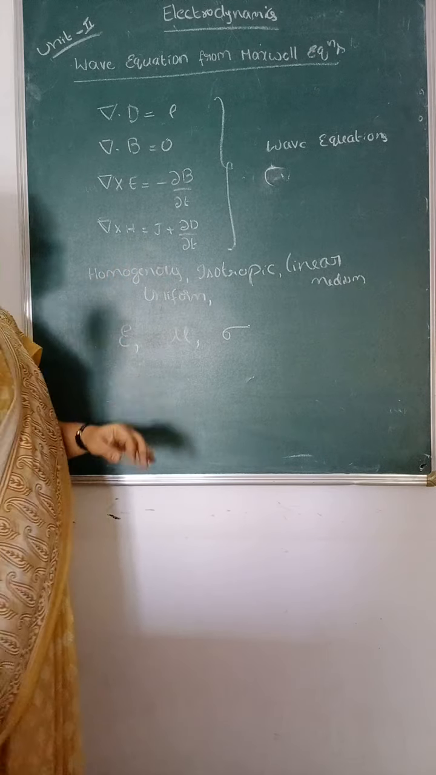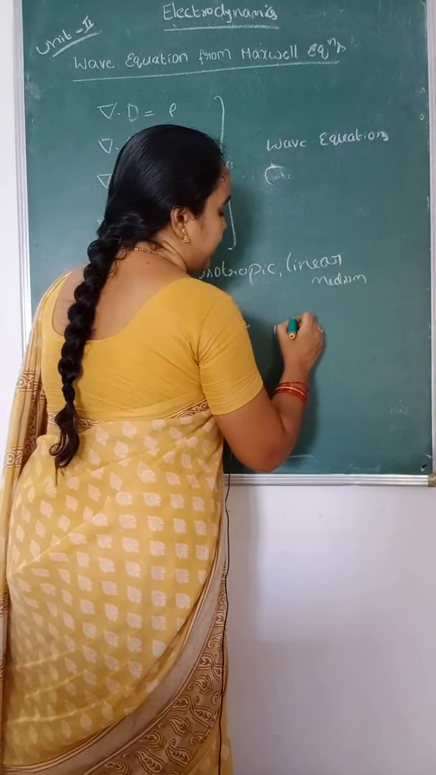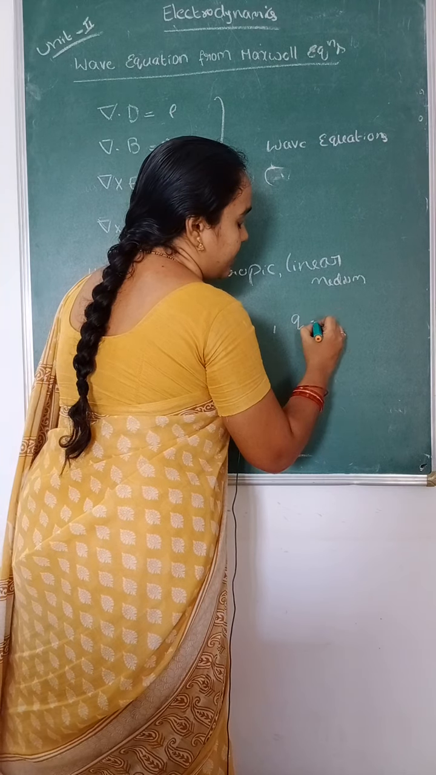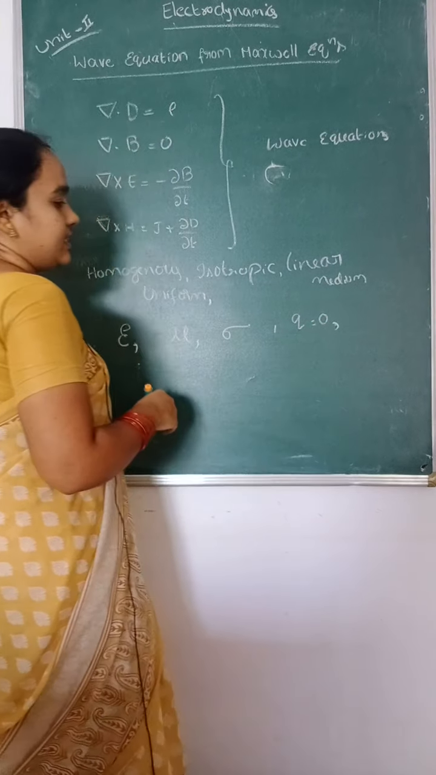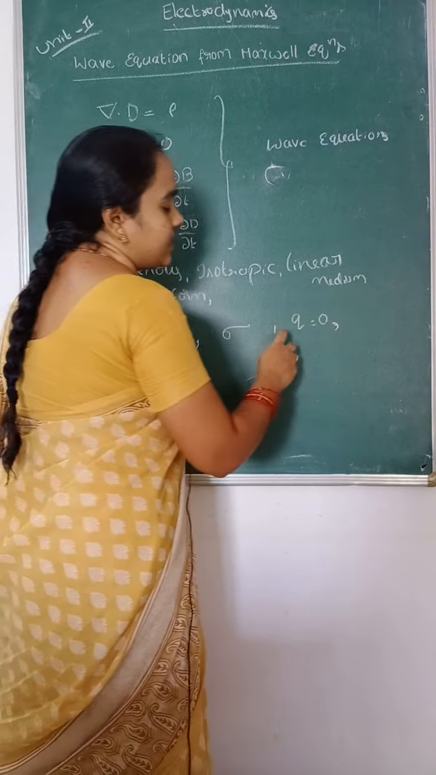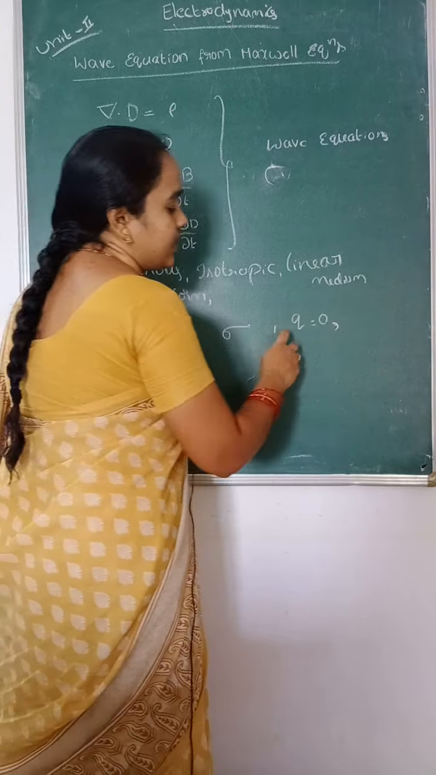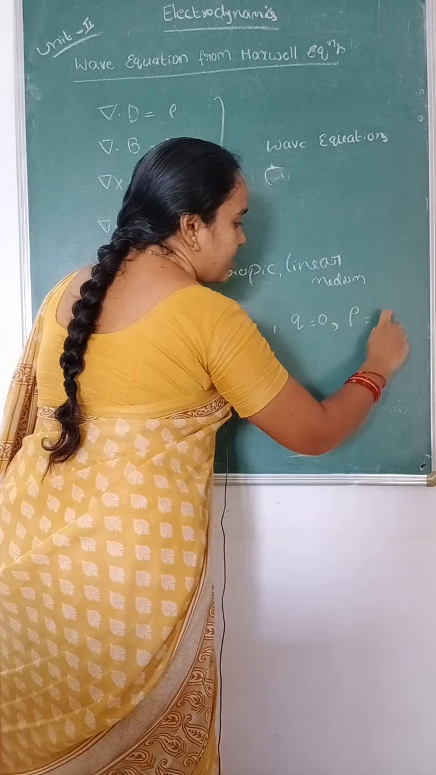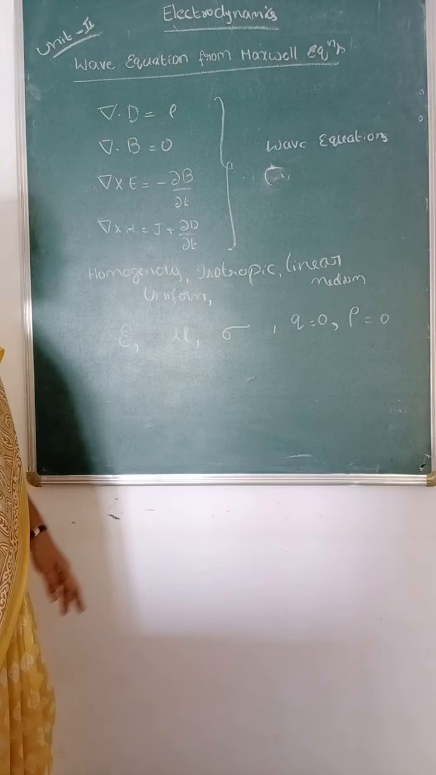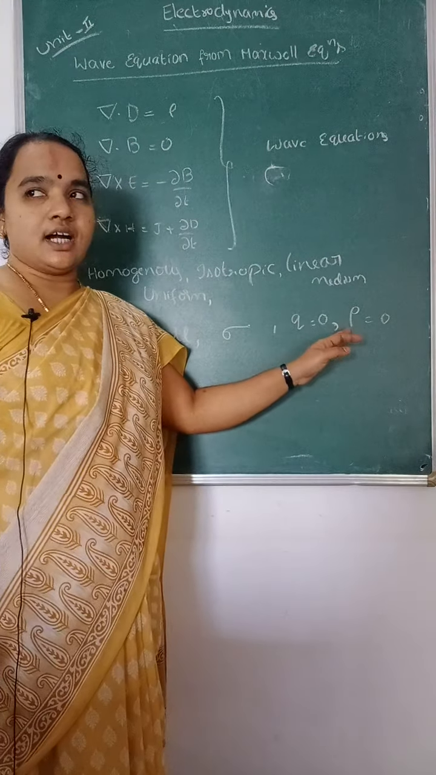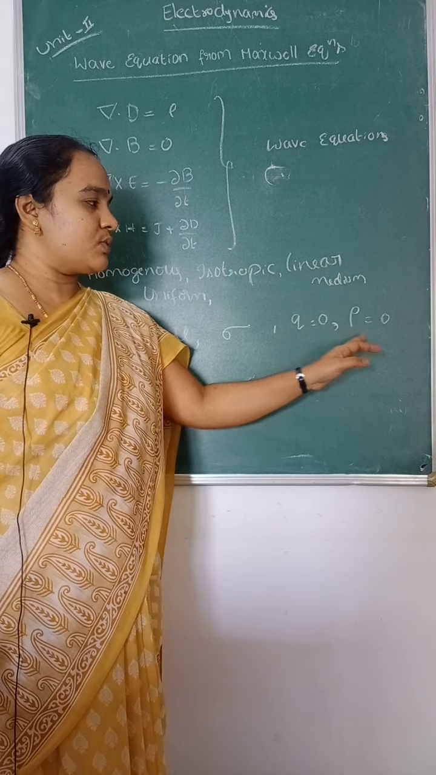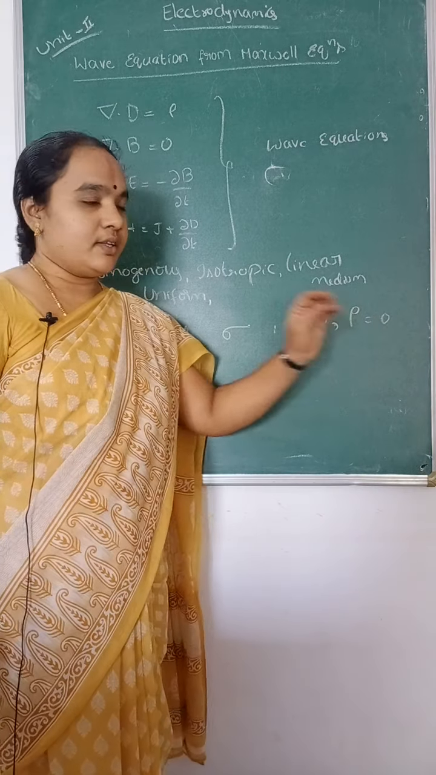But there is no charge inside this medium. So the charge enclosed in that medium is Q equal to 0. Hence the charge density is also equal to 0. What is the charge density? Charge per unit volume. This quantity will also become 0.